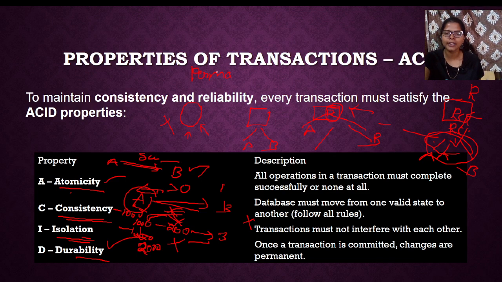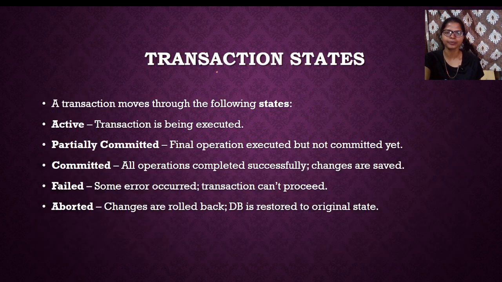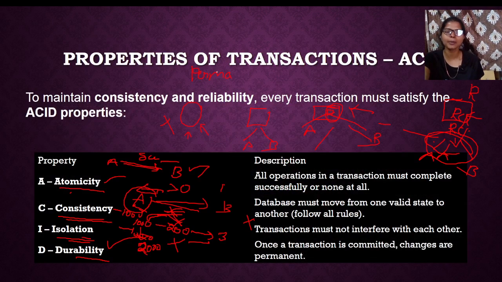Means after committed, there are no changes. The data will be stored permanently. Okay, these are the ACID properties. Atomicity means either the transaction completes successfully, and the amount is debited and credited, or else no amount is debited or credited.